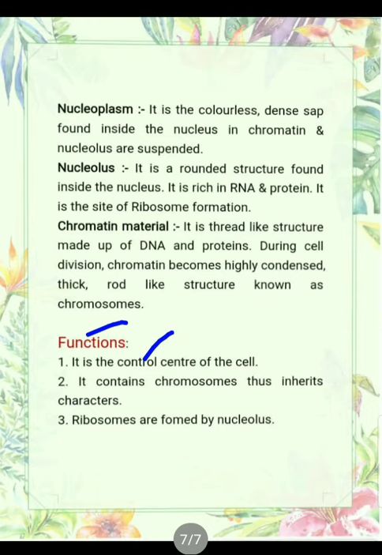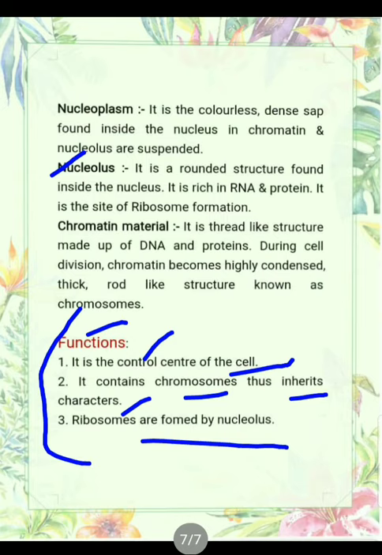The nucleus is actually the control center of the cell. It controls all the activities of the cell, and it contains chromosomes. Means the characters are transferred from parents to their offspring due to these chromosomes. And finally ribosomes are formed in the nucleolus. As I told you, the nucleolus is the site of ribosome formation. So these are the main functions of the nucleus.